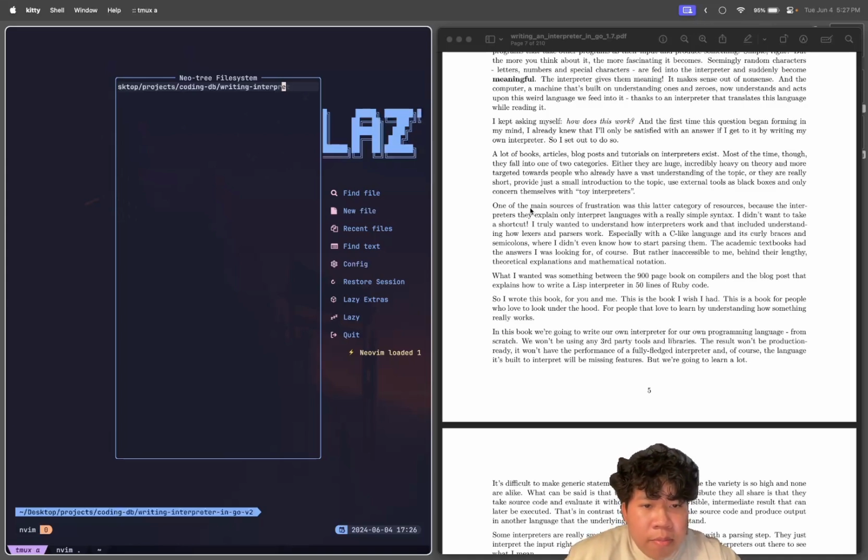One of the main sources of frustration was this latter category of resources, because the interpreters they explain only interpret languages with a really simple syntax. I didn't want to take a shortcut. I truly wanted to understand how an interpreter works, and that included understanding how the lexer and parser work, especially with a C-like language and its curly braces and semicolons, where I didn't even know how to start parsing them. The academic textbooks had the answers I was looking for, of course, but were rather inaccessible to me, behind their lengthy theoretical explanations and mathematical notation.